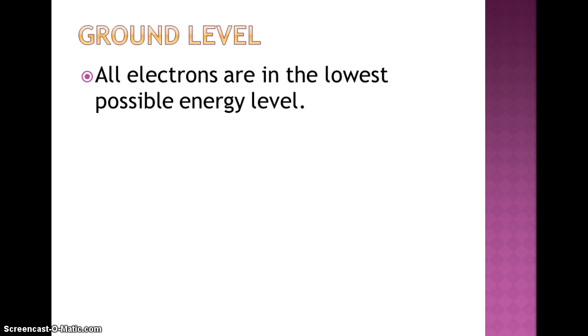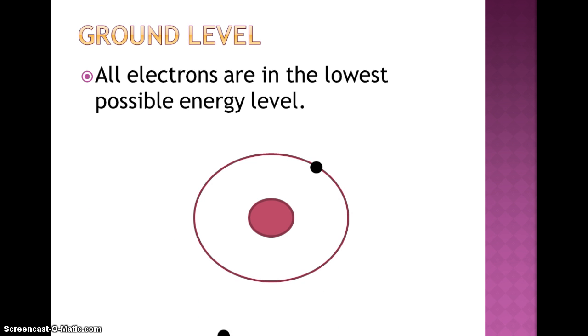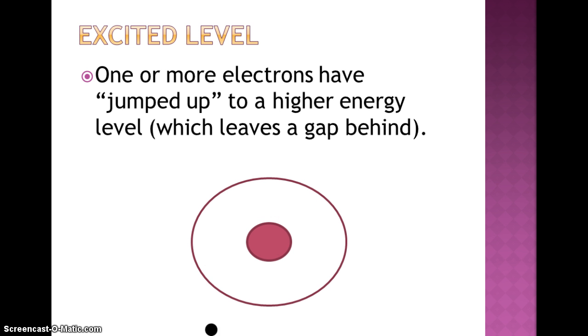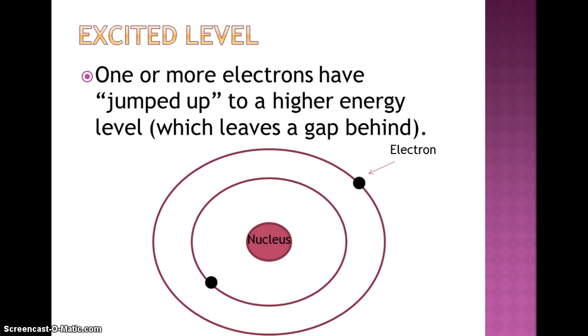Ground level: all electrons in the lowest possible energy level. What that just means is that the electrons are in the innermost energy level, or ring. Excited level: one or more electrons have jumped up to a higher energy level, which leaves a gap behind. If you notice, there's one electron in the inner ring, and the other electron has now moved up to the outer ring. It's in its excited level.